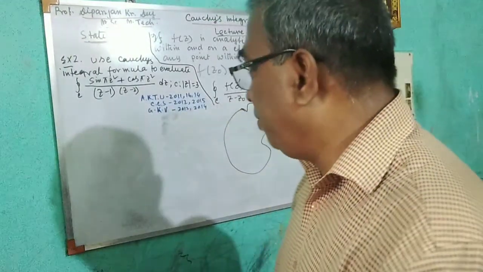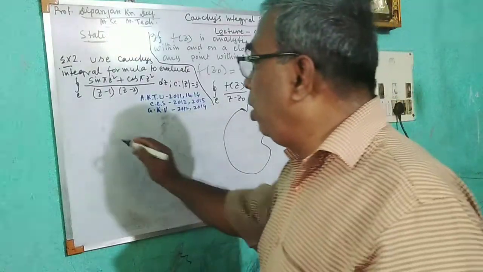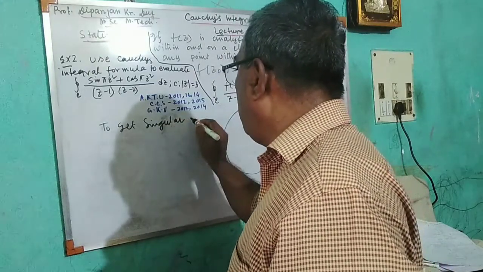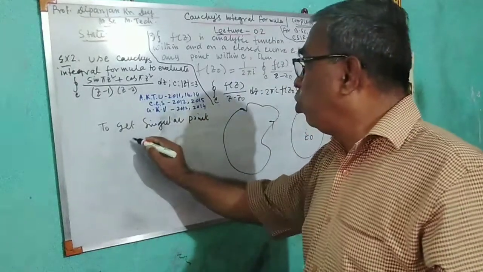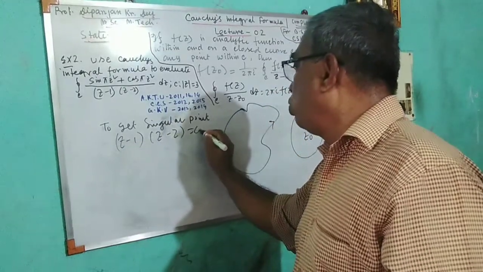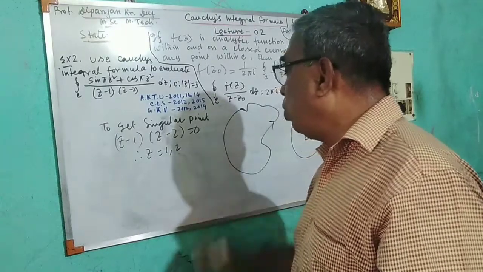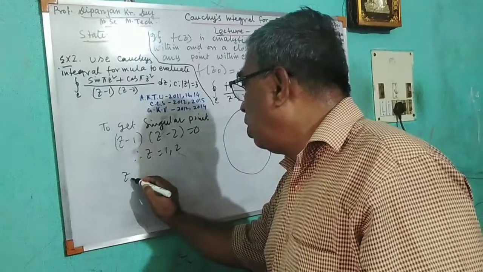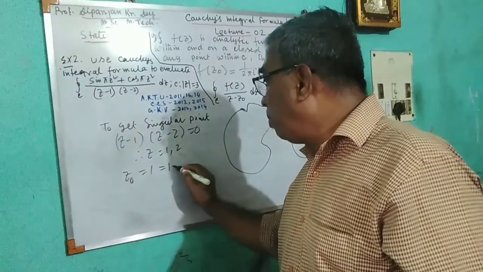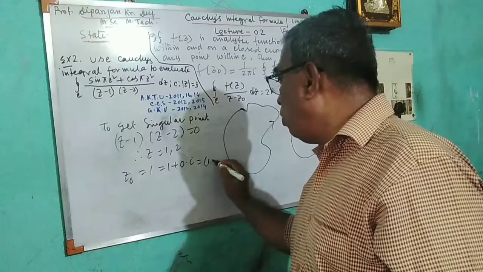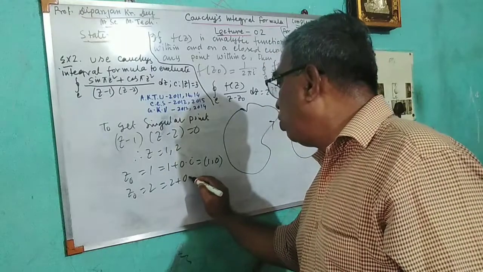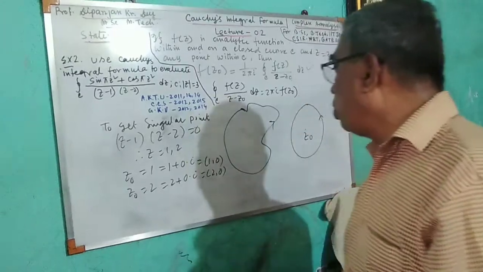Let's see, so now what will you do? First of all, to get singular point, we put denominator equal to 0, that is z minus 1 into z minus 2 is equal to 0, therefore z equal to 1 comma 2. z0 equal to 1 is the singular point. This can be written as 1 plus 0 into I, that is 1 comma 0. z0 equal to 2 can be written as 2 plus 0 into I, that is 2 comma 0.